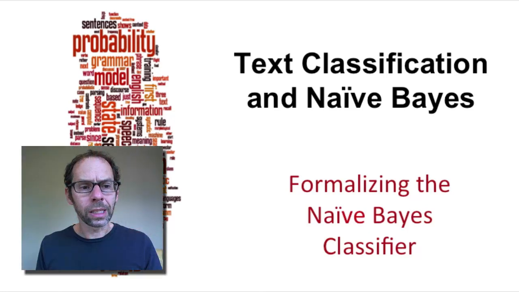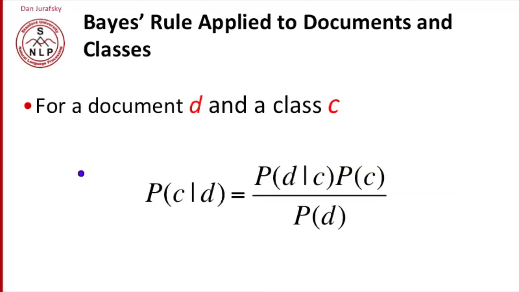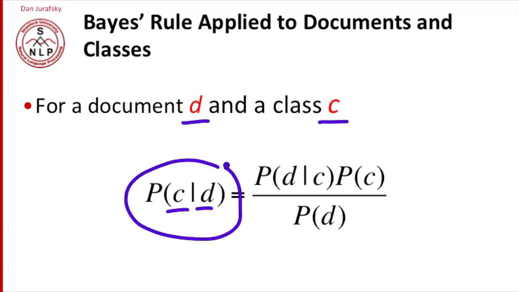Let's now formalize the naive Bayes classifier. In classification, we have a document D and a class C. Our goal is to compute, for each class, its conditional probability given a document. And we're going to see that we use this probability to pick the best class. Now, how do we compute the probability of a class given a document?